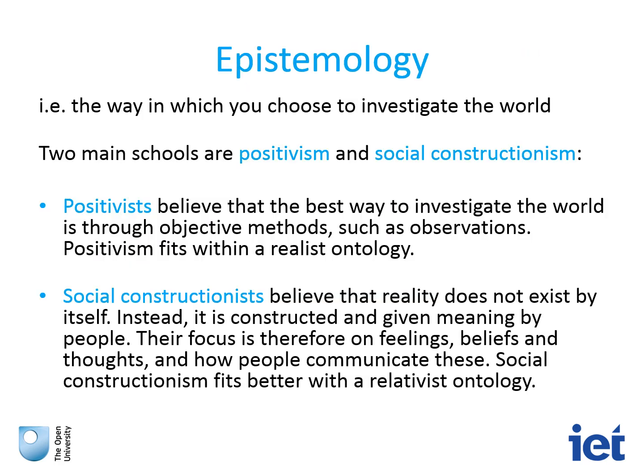The next idea we are going to discuss together is epistemology. We started with ontology first, and then here is epistemology. And we said before that epistemology is how you are going to investigate the reality that you are dealing with or that you believe in. So we have two main schools for epistemology: the school of positivism and the school of social constructionism.